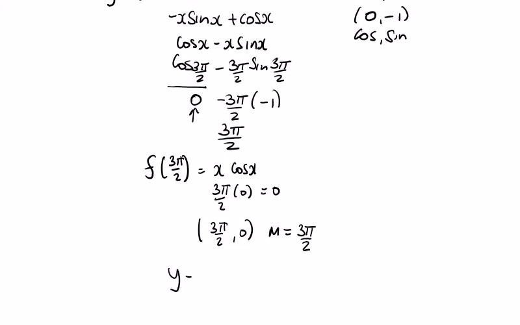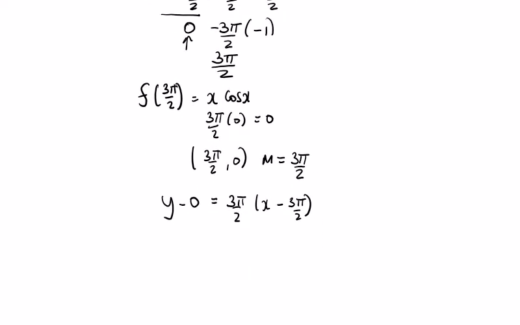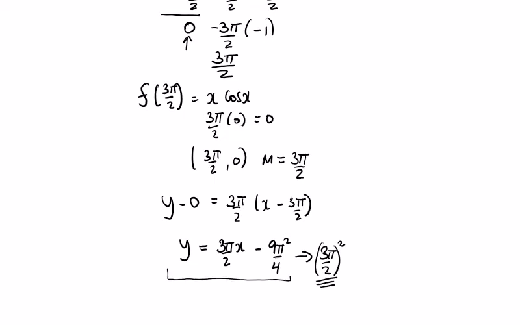So the equation of this line is y minus 0 is equal to 3 pi over 2 times x minus 3 pi over 2. And that's going to give me y is equal to 3 pi over 2 times x, or 3 pi x over 2, minus, well, I could write 9 pi squared over 4. If you wanted to leave this 3 pi over 2 to be squared, I'm sure that would be fine too. You're showing what you're doing. So this is the equation of the tangent to the curve at the point 3 pi over 2.